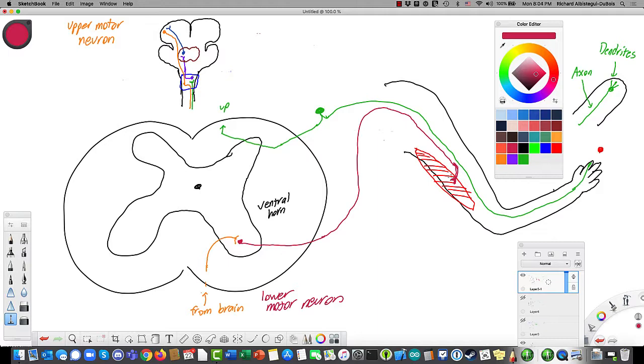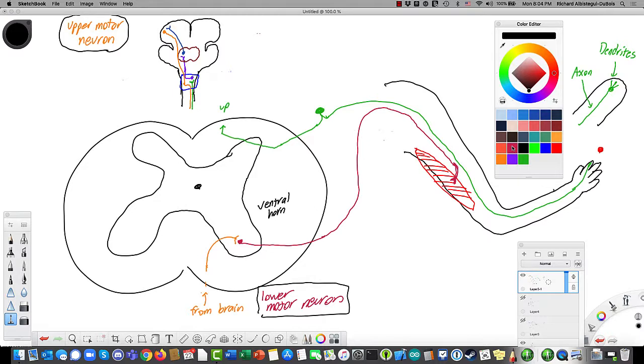So in this efferent pathway, we have two neurons. The upper motor neuron, which started in the brain, traveled down from the brain through the white matter of the spinal cord and synapsed onto a second neuron, the lower motor neuron, down here in the ventral horn of the spinal cord. That lower motor neuron then sends its axon out to the muscle.